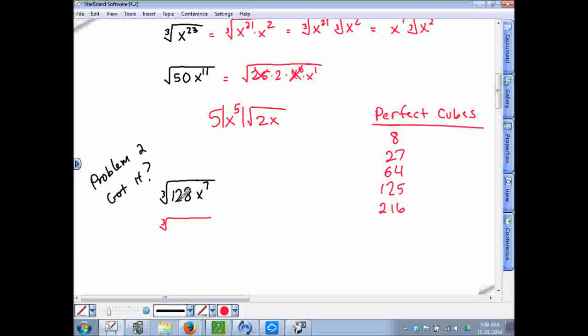So you change the cube root of 128 into what times what? 64 times 2, and then the x to the 7th is a problem. 7 is not divisible by 3. So the next smallest number is 6. So we change that into x to the 6, x to the 6 times x to the 1.